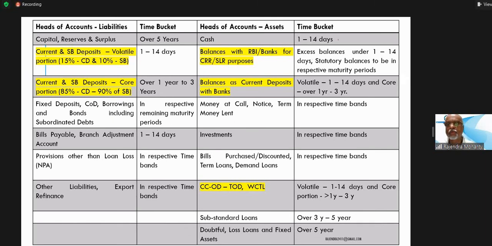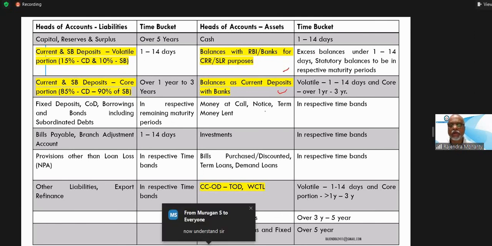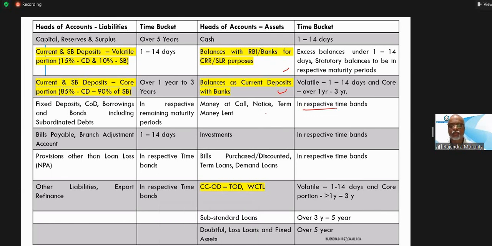So cash will be in 1 to 14 days. This I have explained already. Money at call and notice money will be in the respective time band. Money at call means 1 day. Notice money means up to 14 days, so 2 days to 14 days. So 2 more buckets are there. Term money means above 14 days, whichever period is there, you place it in those buckets. Investments, like fixed deposits, have a maturity, so you can put them in the respective buckets. Bills purchased and discounted, term loan, demand loan, they have a maturity date when they are going to be repaid fully, so you put them in those time bands. CCOD, term loan, TOD, etc., I already told you, 1 to 14 days and 1 to 3 years.